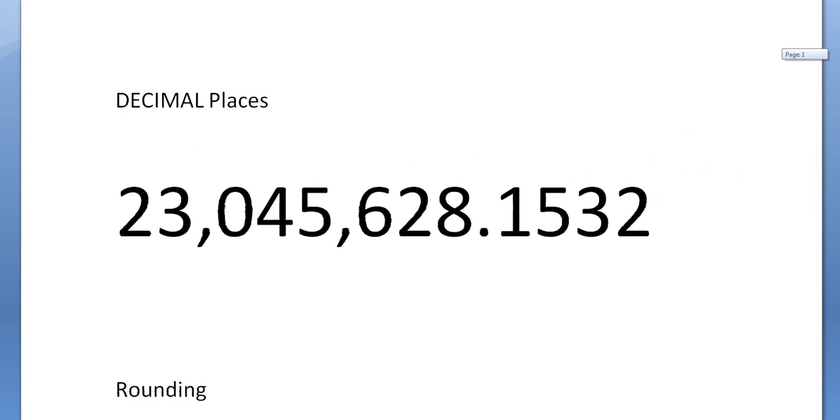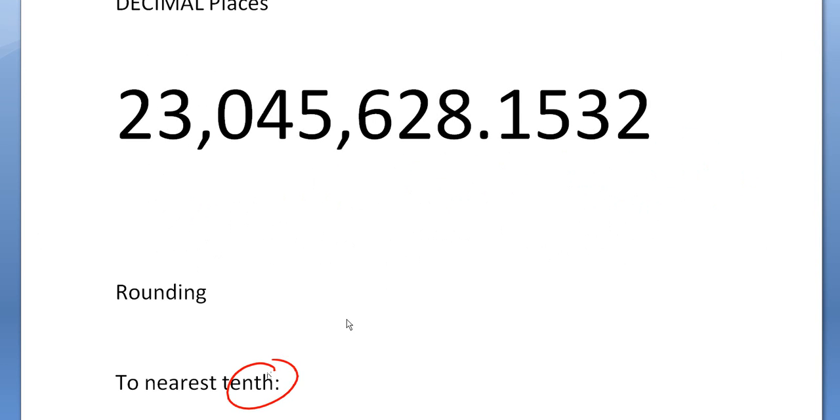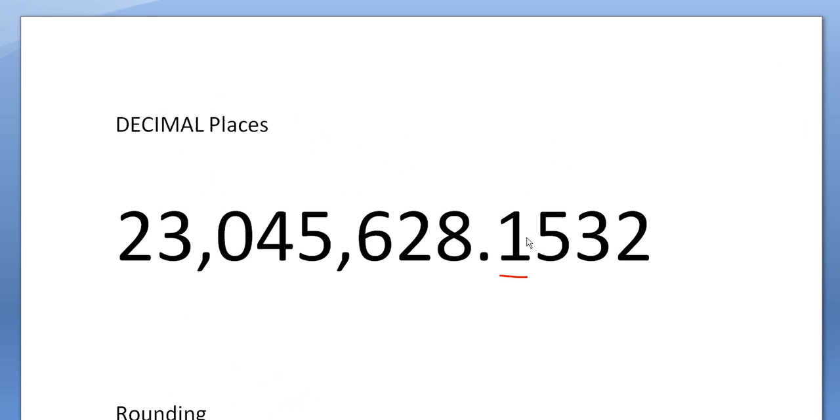So we can round to lots of places. Let's say we're going to round to the nearest tenth. So what I do is identify which number is in the tenth position, and I look to its right. If the number to its right is 5 or above, then this number rounds up. If the number to the right is 4 or below, then it stays the same. So if I'm writing this number rounding to the nearest tenth, it would look like this: 23,045,628.2.